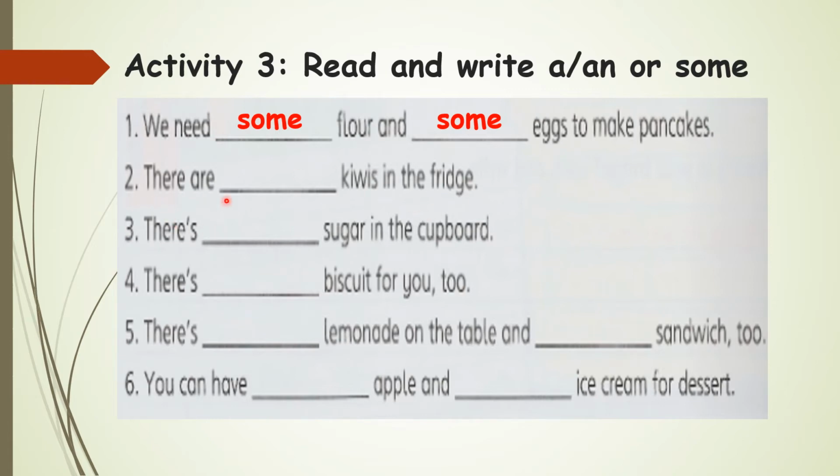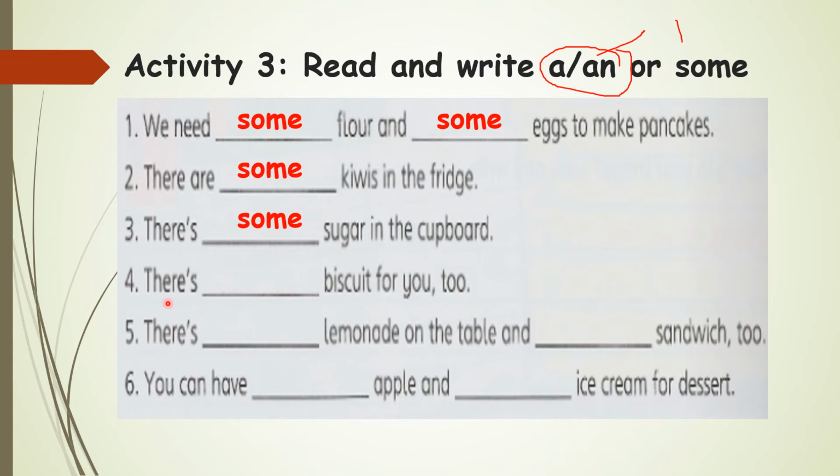Number 2, there are kiwis in the fridge. So it is the same thing with eggs. Kiwis more than one. We cannot use a or an, because you have to remember a or an is only for one. So you need to remember that. So the answer will be some kiwis. Next one, number 3. There's sugar in the cupboard. Okay, we cannot count sugar. That's why we have to use some.